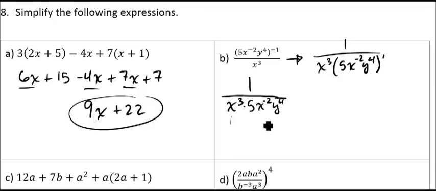Now these guys I can combine, right? If I have x to the third and x to the negative 2nd power, that's just x. So if I write that out, this becomes 1 over 5. I've got my x, and then I've got my y to the 4th.